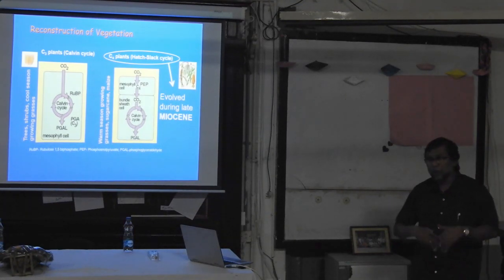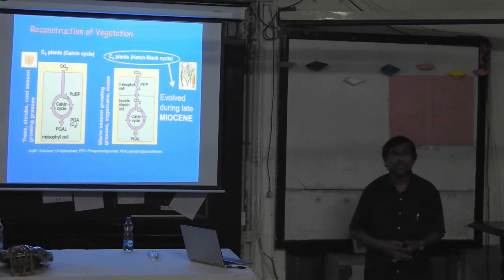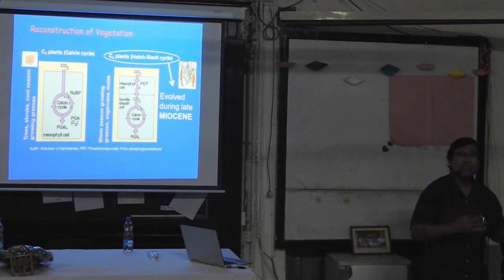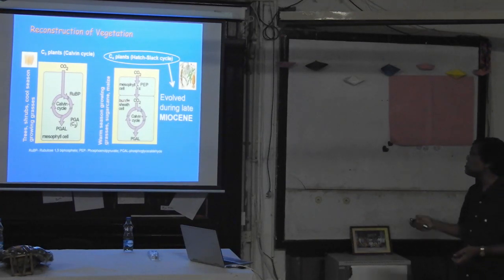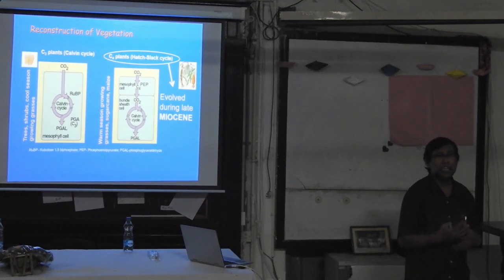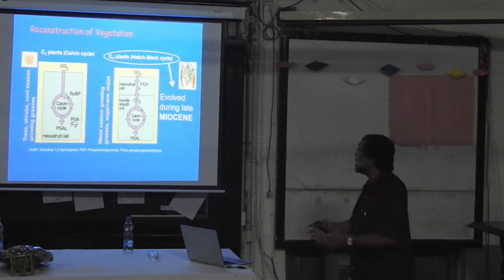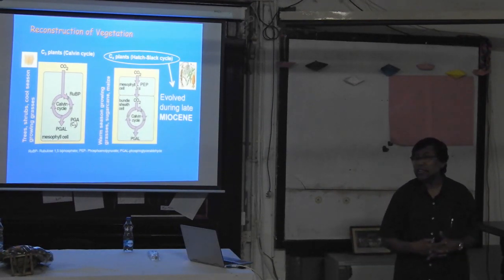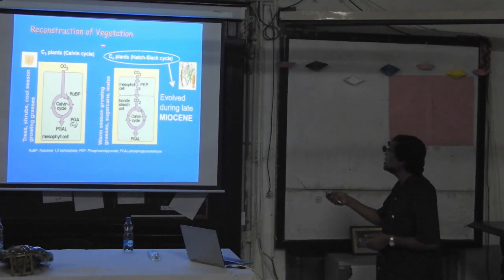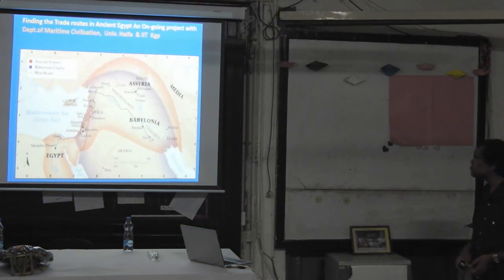Okay? Dominantly, globally, you can classify all the plants into two categories. Either the C3 plants, which are the big plants, for example the jackfruit plant or the mango plants, and you have C4 plants, which are essentially the grasses and the shrubs. They developed much later, during the Miocene time. These photosynthetic pathways are also known as the Calvin cycle, and they have been widely used for reconstructing the vegetation in the geological or the archaeological past.